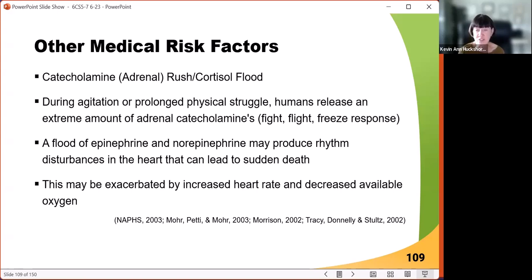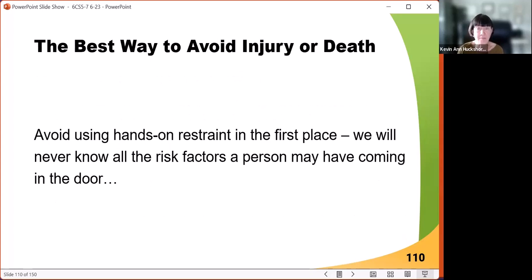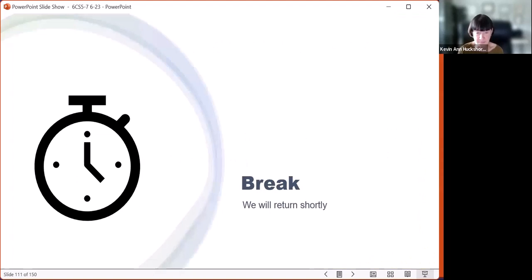So again, just the efforts put into the struggle of putting hands on can be extremely dangerous, especially because we don't know that this person has that cardiac problem. Next slide. Best way to avoid injury or death: avoid using hands-on restraint in the first place. We will never know all the risk factors a person has coming in the door. Next slide.